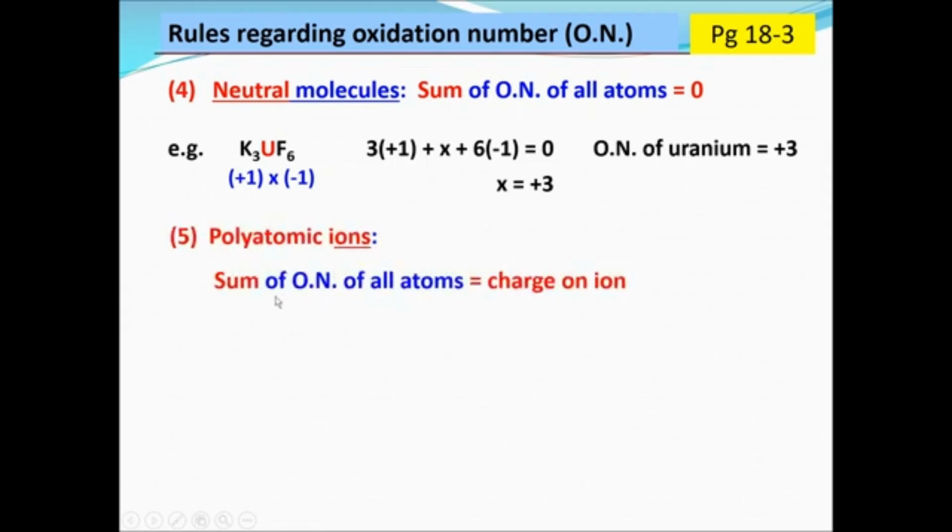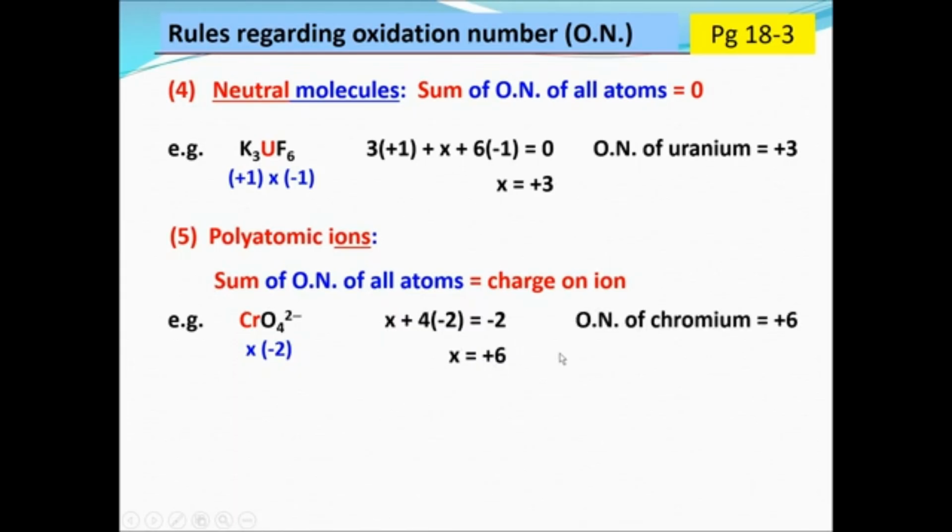For polyatomic ions, the sum of the oxidation numbers of all atoms is equal to the charge on the ion. So we take an example of this chromate ion. Let the oxidation number of chromium here be x, and oxygen will be -2. So again, we form a simple algebraic equation here. We can solve for x as the unknown as +6. So in this case, the oxidation number of chromium will be +6, and you would account for it as chromium(VI) with a Roman numeral.